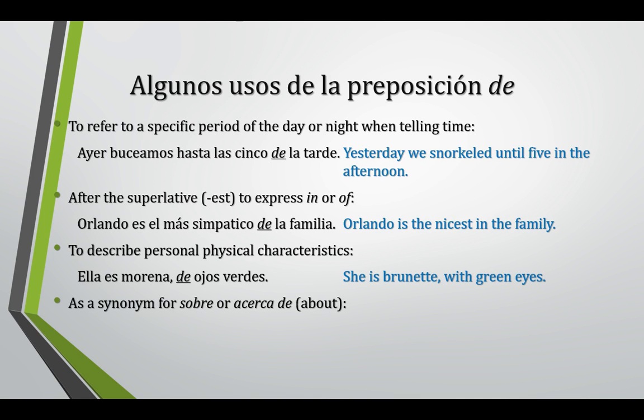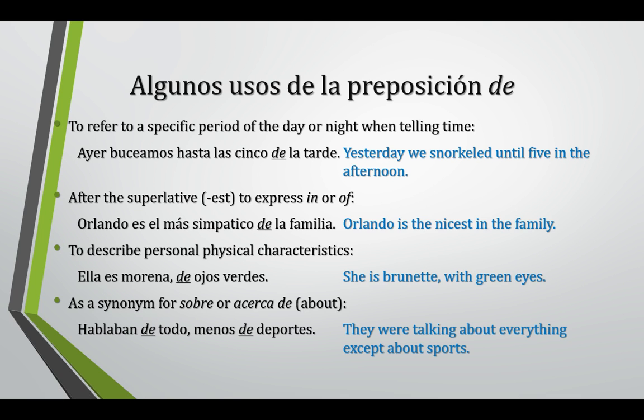De is also a synonym for the words sobre and acerca de, which both mean about. Okay? So, vamos a mirar un ejemplo. They were talking about everything except about sports. Hablaban de todo menos de deportes. Okay, hablaban de todo. They were speaking about everything menos de deportes, except about sports. Muy bien.